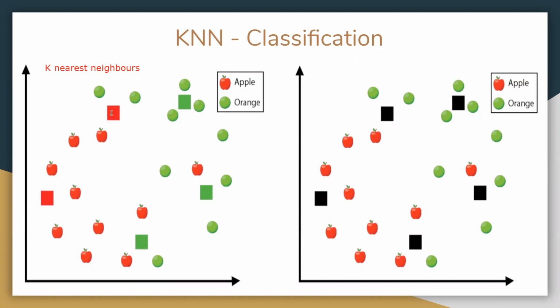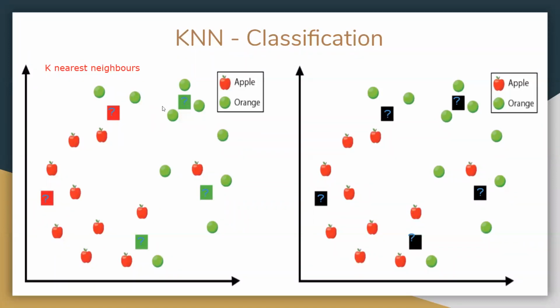say. So this is your unknown example. Unknown means you don't know the label here. You have to find out these labels.